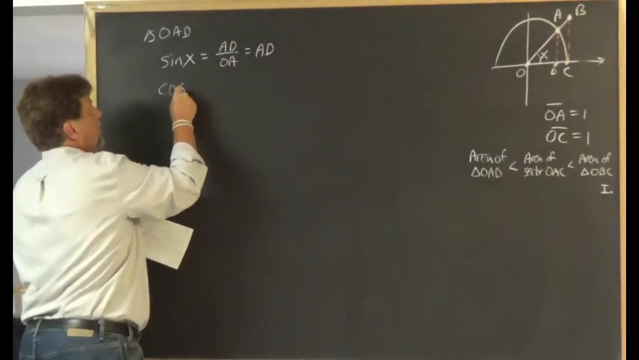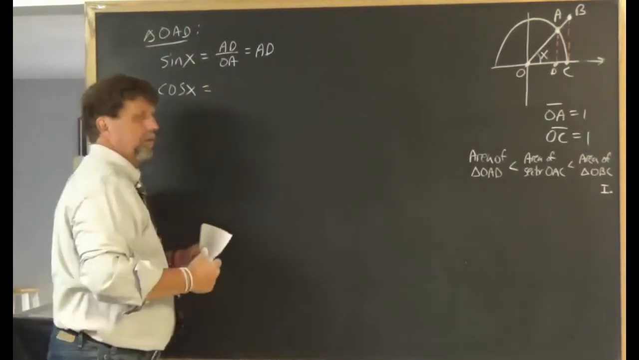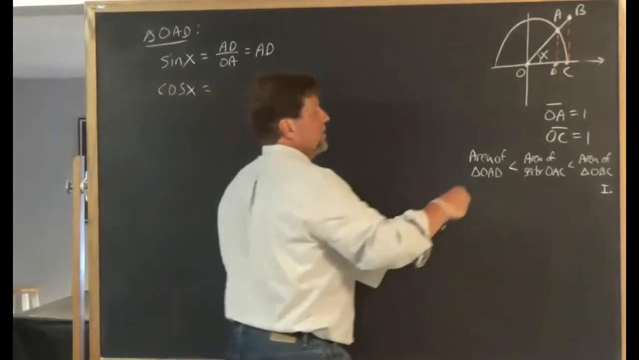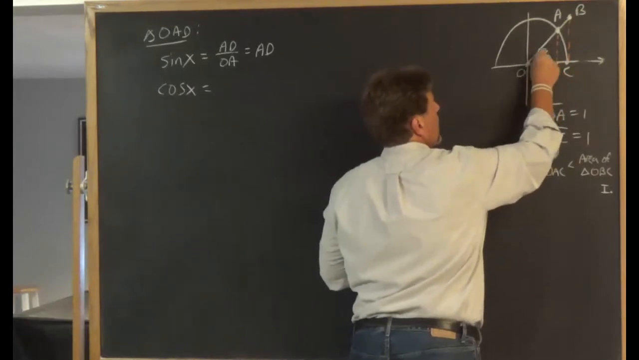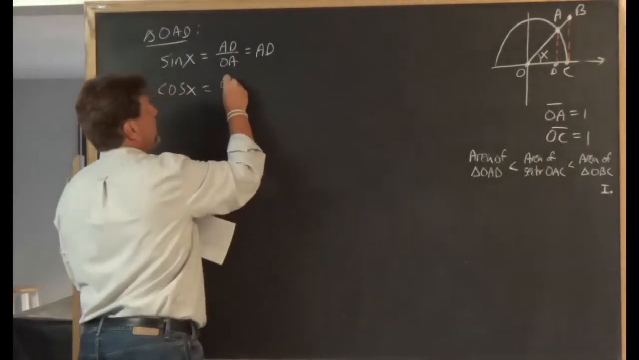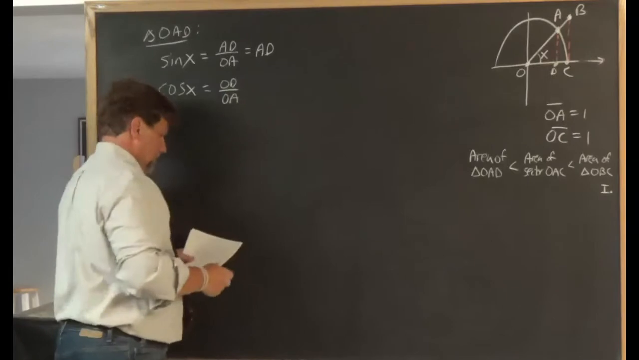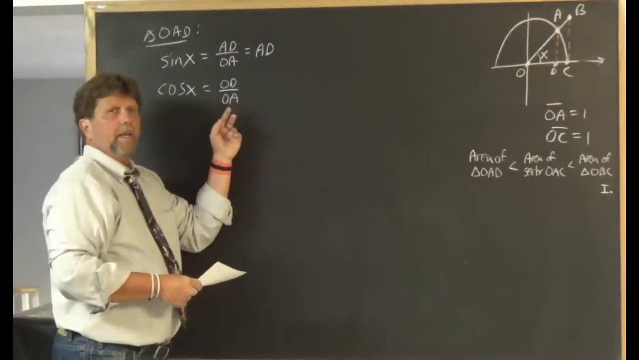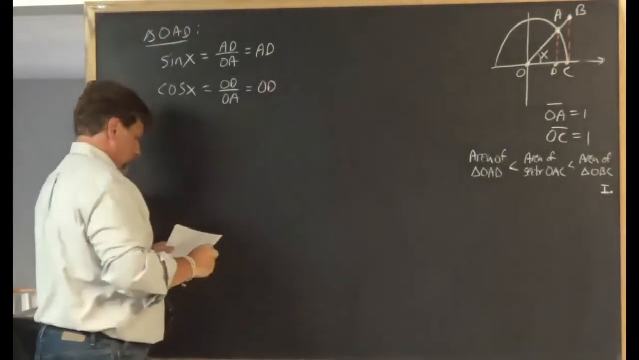In triangle OAD, the cosine of x. Well, remember right triangle trig. Cosine is adjacent over hypotenuse. So here's x, adjacent over hypotenuse. So it's OD over the hypotenuse OA. But again, OA has a value of 1. So OD over 1 is OD.